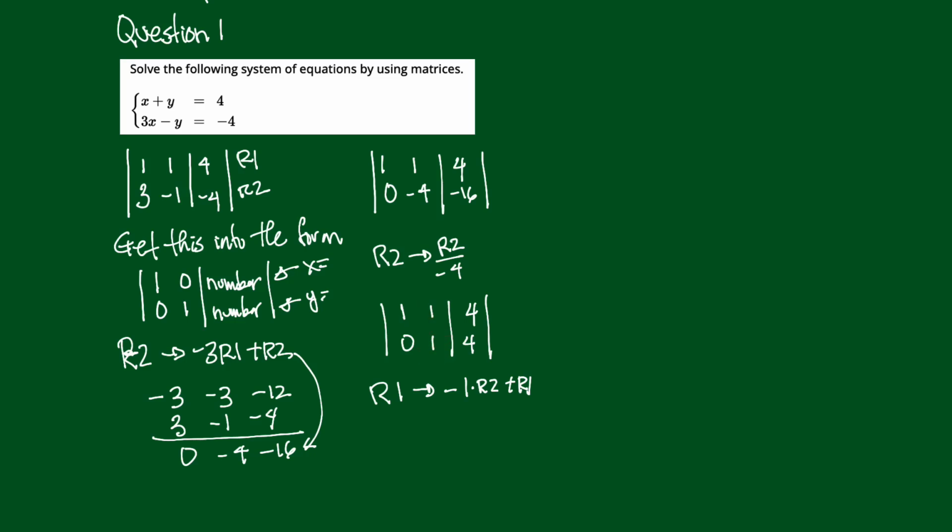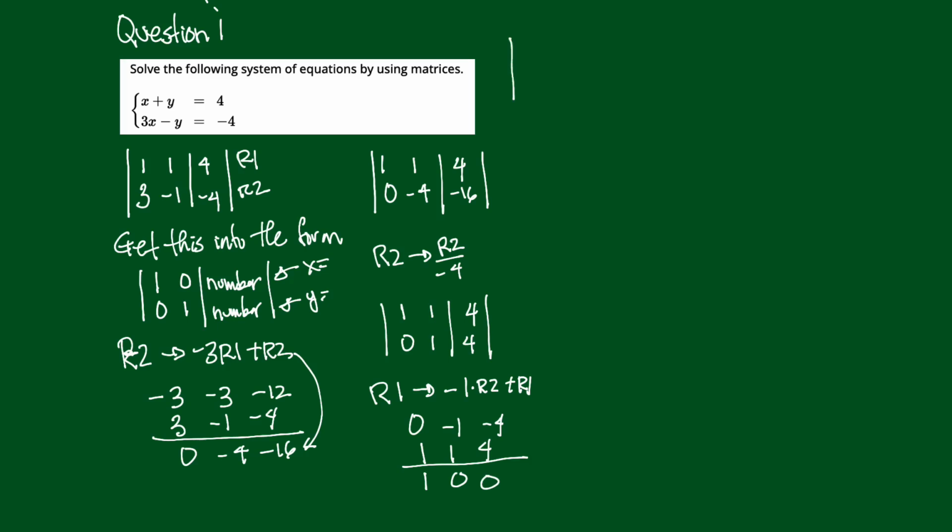Here's what that will look like. -1 times row 2, so I'm doing this one right here. Just multiply everything here by -1. That'll give us a 0, -1, -4, and I'm going to add that to row 1. Now here's row 1, 1, 1, and 4. Add those together, I'll get a 1, a 0, and a 0. So our new matrix is this.